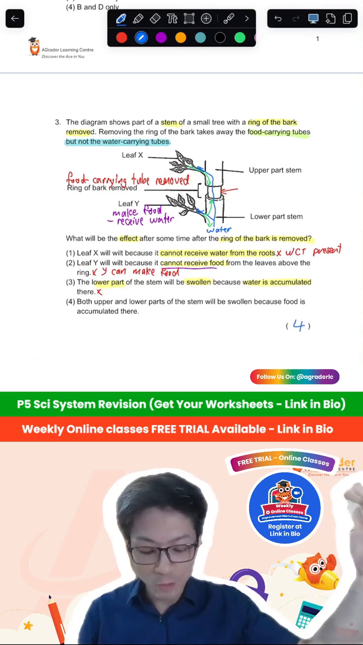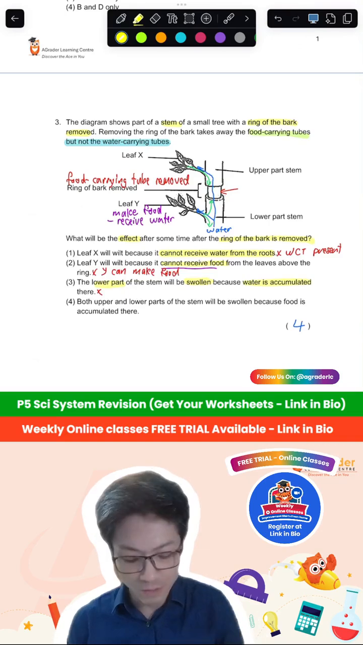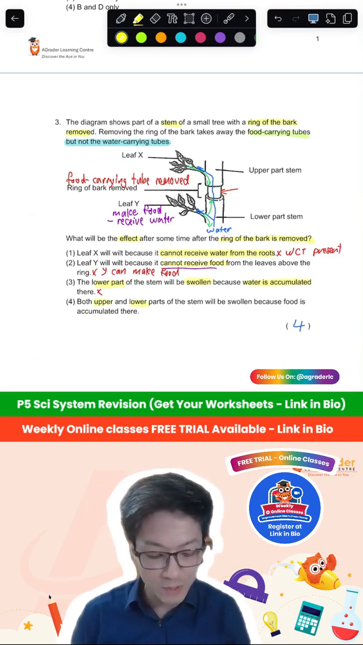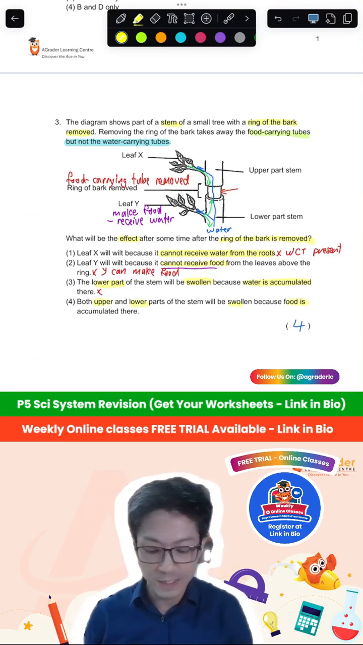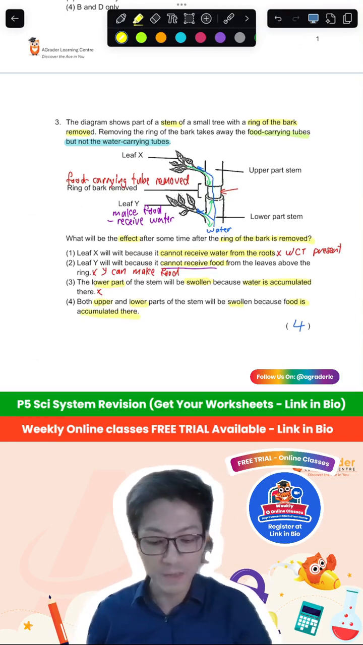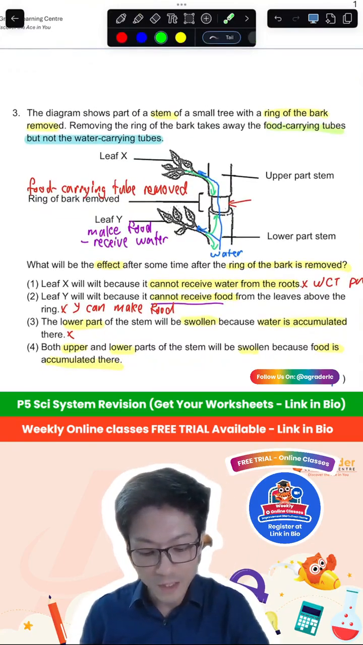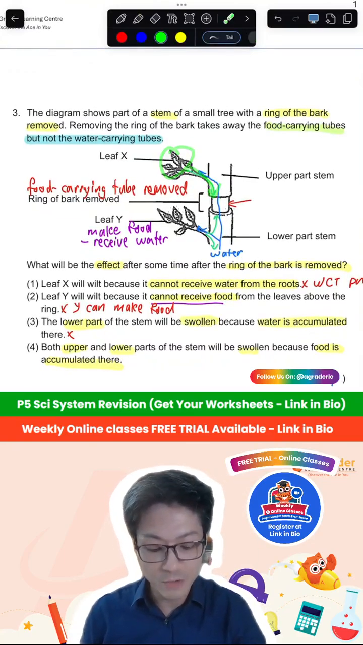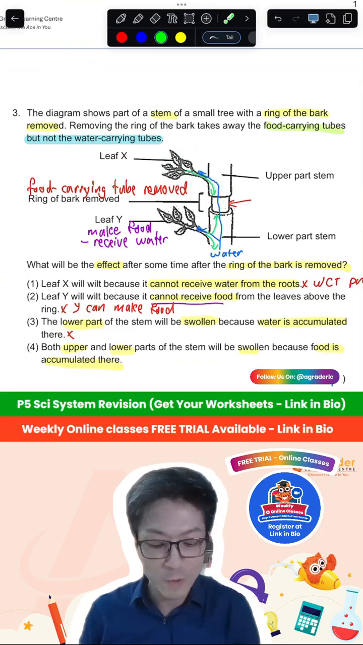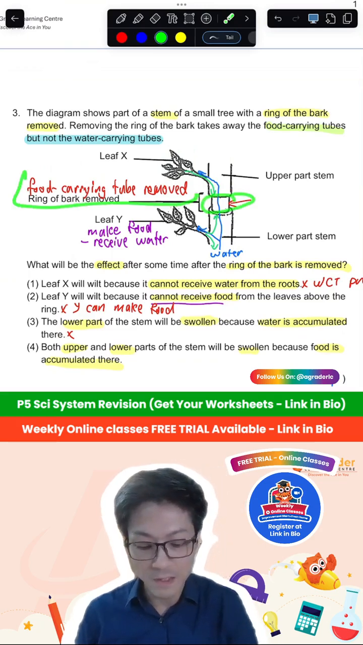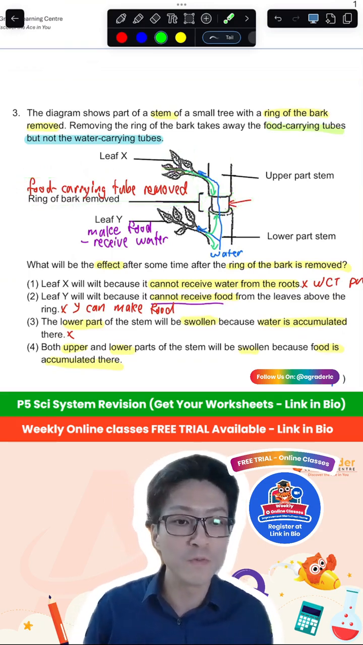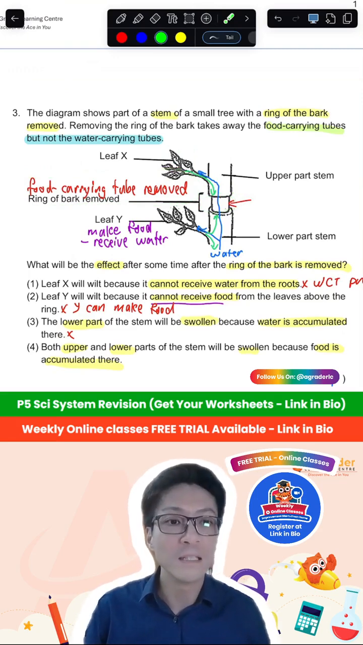Both upper and lower parts of the stem will be swollen. Why will the upper and lower parts be swollen? Because the food is accumulated there. I think just now I already briefly talked about it, right? Because the food can travel here, but it will be stuck here. It will not move anywhere because over here, the food carrying tube has been removed.